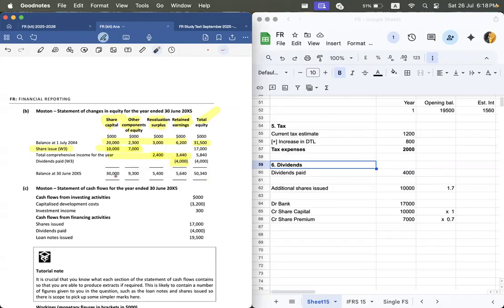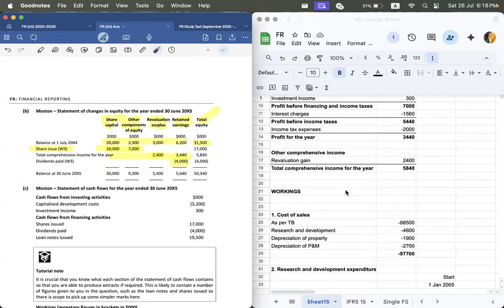Now the part that isn't shown here, I'm going to say that as well. When you prepare SOFP, your SOFP balance of share capital would be this one. OCE would be this one. Revaluation surplus would be this one. Retained earnings would be this one. For current year balance. So these are the current year balances, that is balance at 30th June 2005. I want you to prepare SOCE on your own since SOPL we have done together.